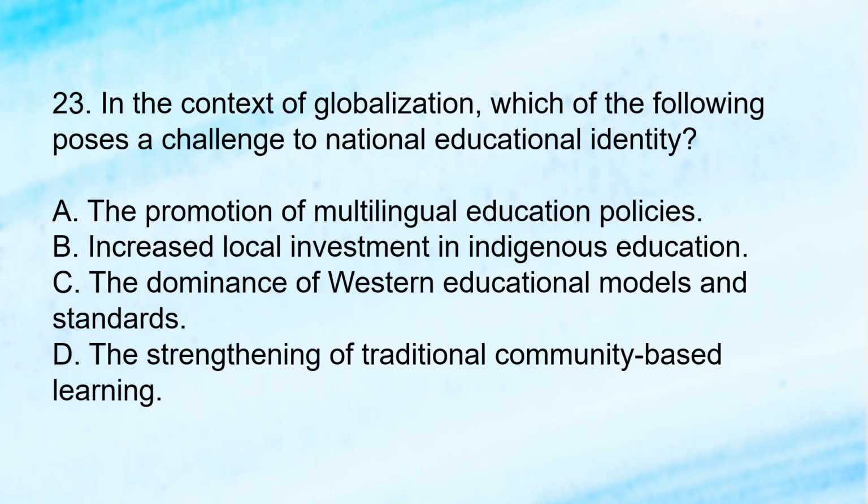Number 23, in the context of globalization, which of the following poses a challenge to national educational identity? Letter A, the promotion of multilingual education policies. Letter B, increased local investments in indigenous education. Letter C, the dominance of Western educational models and standards. Or letter D, the strengthening of traditional community-based learning.